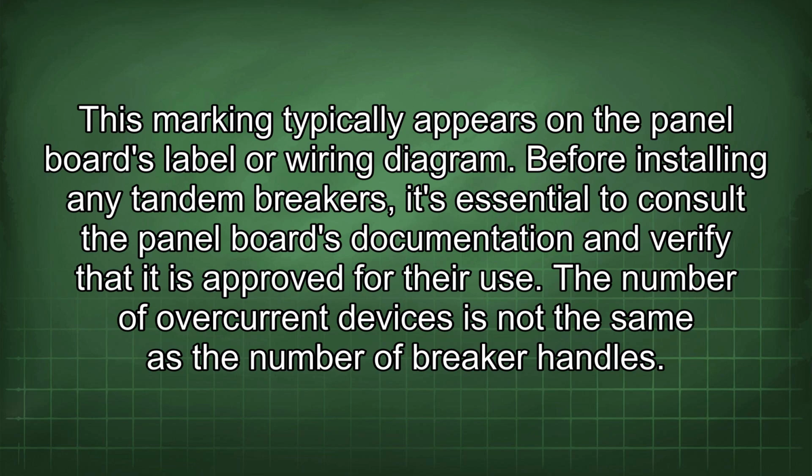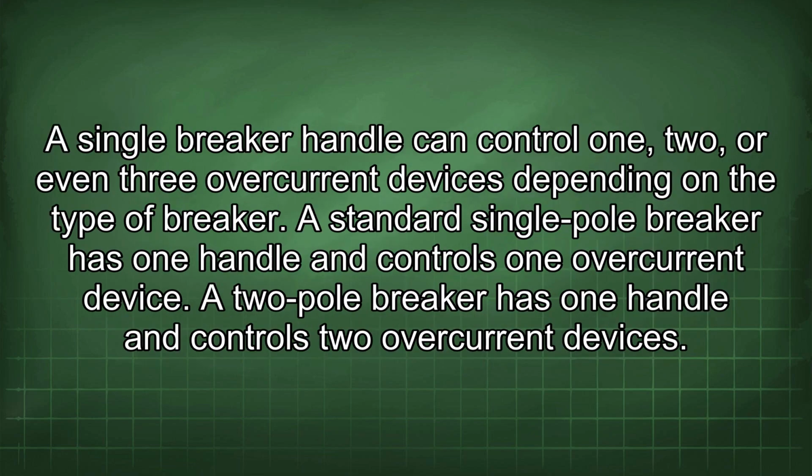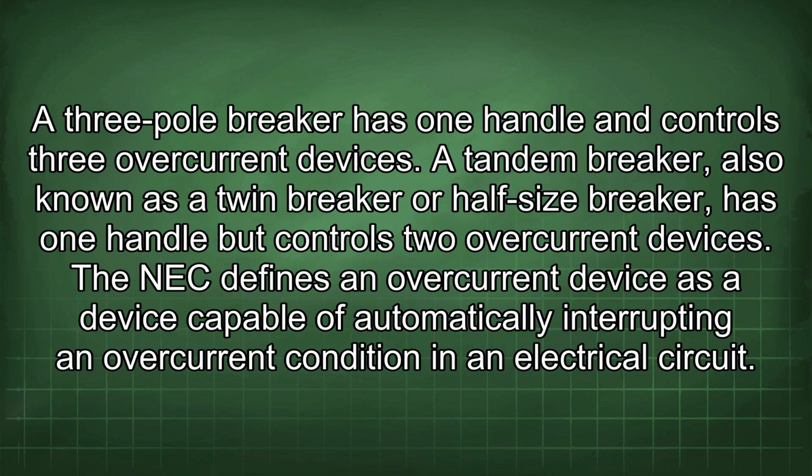The number of overcurrent devices is not the same as the number of breaker handles. A single breaker handle can control 1, 2, or even 3 overcurrent devices depending on the type of breaker. A standard single-pole breaker has one handle and controls one overcurrent device. A 2-pole breaker has one handle and controls 2 overcurrent devices. A 3-pole breaker has one handle and controls 3 overcurrent devices. A tandem breaker, also known as a twin breaker or half-size breaker, has one handle but controls 2 overcurrent devices.